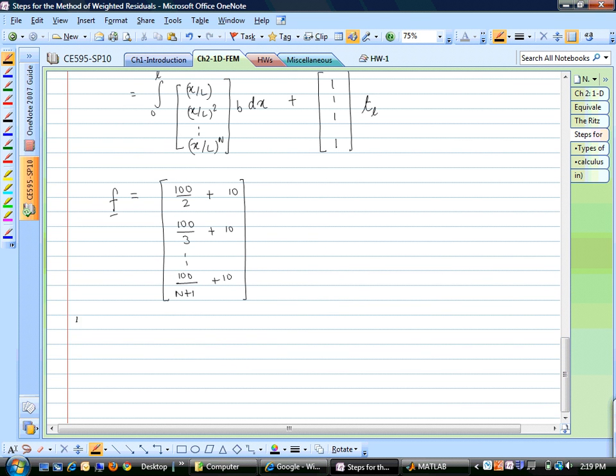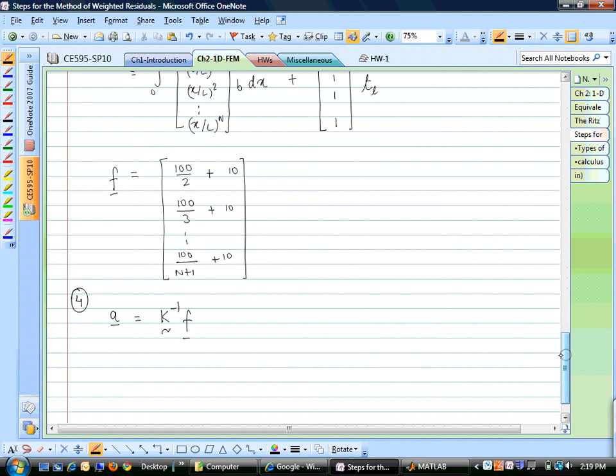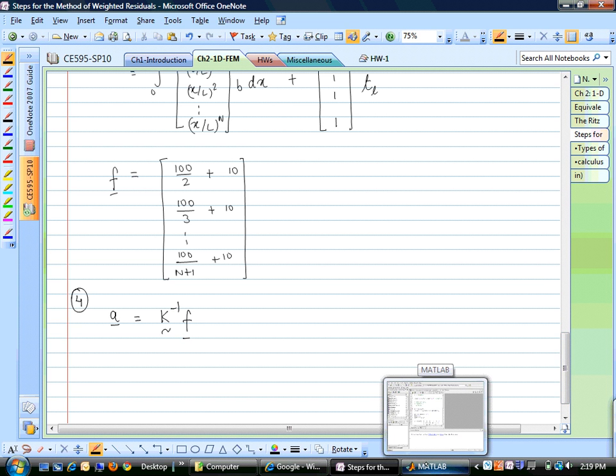Now all we have to do is to solve for our unknown variables. So this is the fourth step of our solution. A is nothing but K inverse times F. And if we calculate A in this manner, we know that our virtual work functional will be satisfied for any value of A bar. Okay. So let's take a look at what this solution looks like.